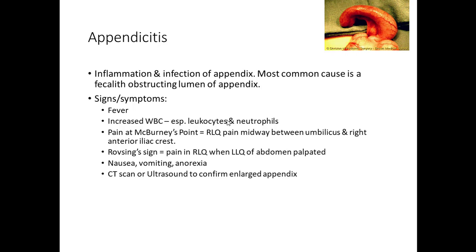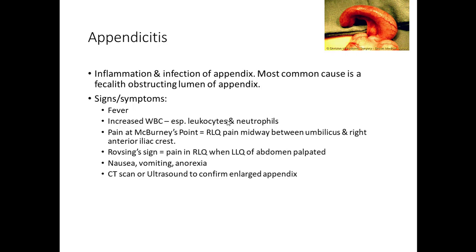The cardinal sign of appendicitis is pain at McBurney's point. This is between the belly button and the right anterior iliac crest. When a person pushes down, there isn't a whole lot of pain, but when they let go, there's going to be rebound pain at McBurney's point. You can also have a person jump, and it's not so much when they jump up, but when their feet hit the ground, that they're going to have pain at McBurney's point.